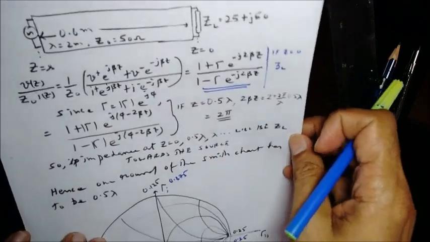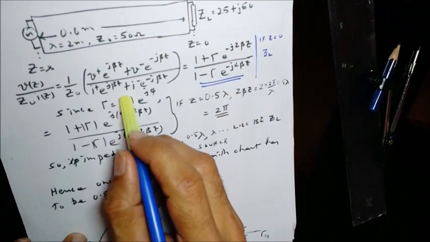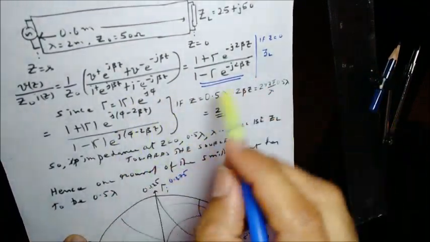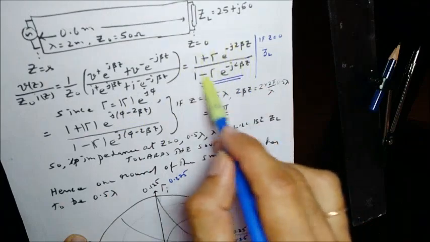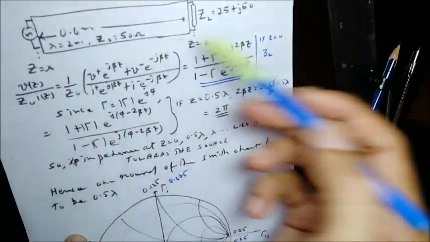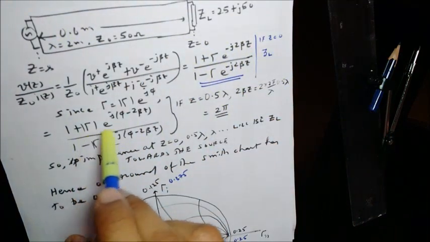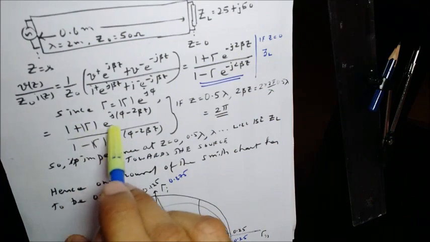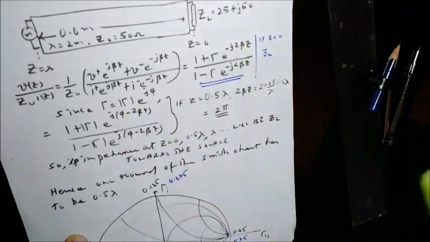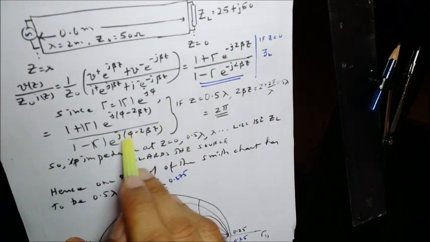Now, since the reflection coefficient is complex in general, we write it as magnitude of gamma e raised to j phi. This is also known, which means that we can write this part. That is, the normalized impedance at any z of your choice on the transmission line is 1 plus magnitude gamma, the reflection coefficient, e raised to j phi minus 2 beta z, divided by 1 minus magnitude gamma e raised to j phi minus 2 beta z.